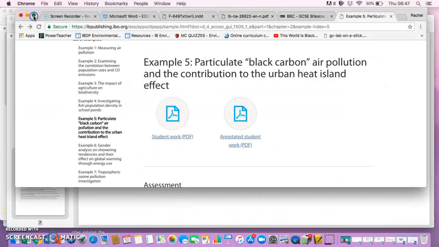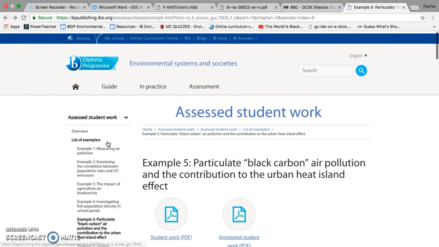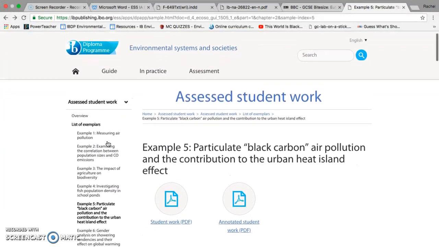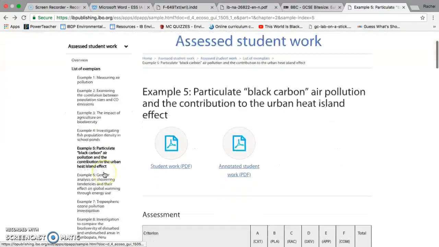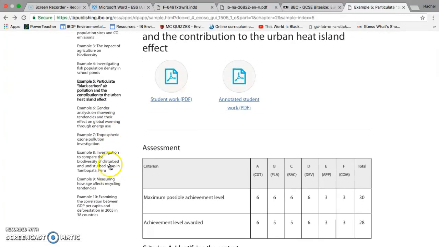Okay, so now I'm going to show you this website. So this is a website of sample IAs. It's just from the IB. If you look, there's a whole range of different topics, but they're really good to look at structure, to look at how people organize the information, and to look at what's getting a good grade and what is not.